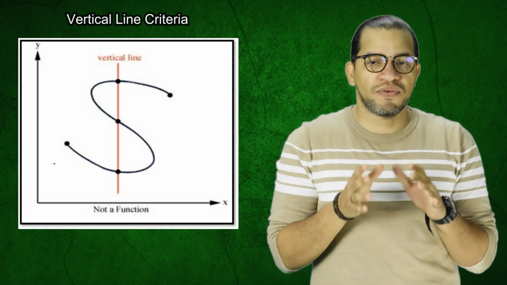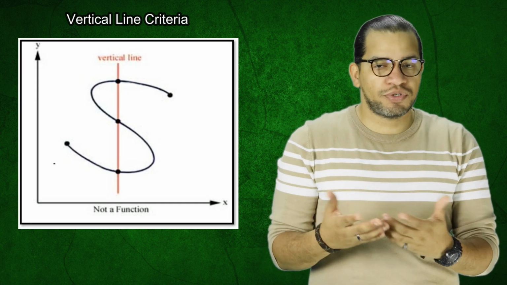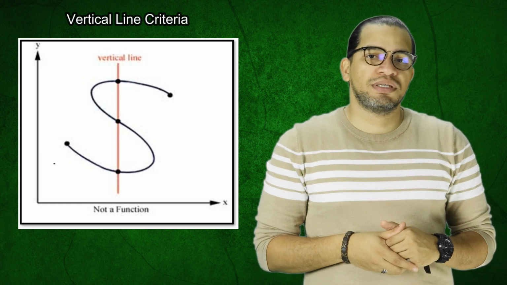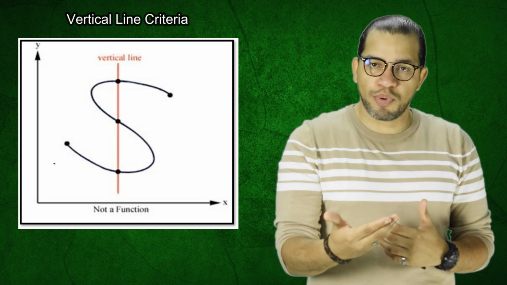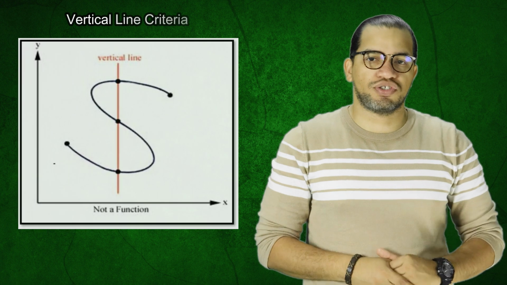Now, there's an easy way to determine if a graph represents a function by using something that we call the vertical line criteria, in which we graph a vertical line, and if such a line intercepts the graph in more than a point, then such a graph does not represent a function.